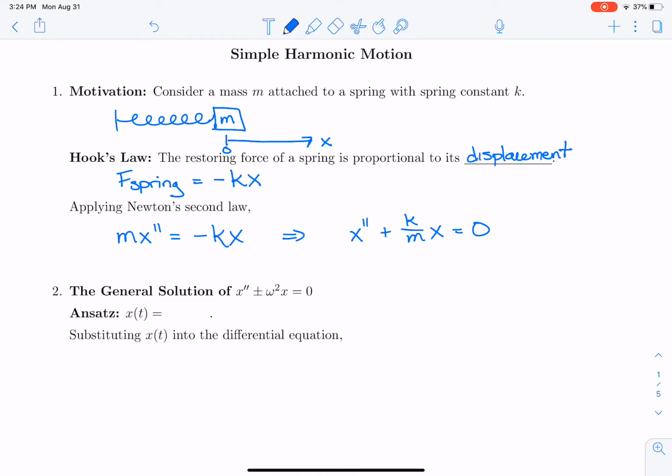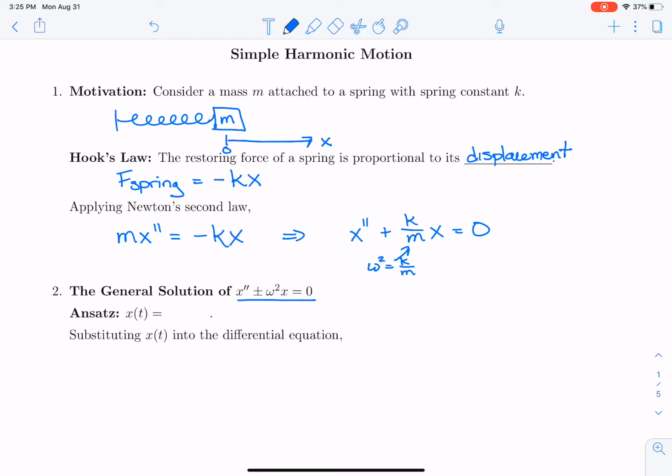So we're going to try to solve equations of the form x double prime plus or minus omega squared x equals 0. So in our previous example, we would be letting omega squared equal k over m. And it'll be clear in a moment why we decided to replace k over m with omega squared as we solve this equation.